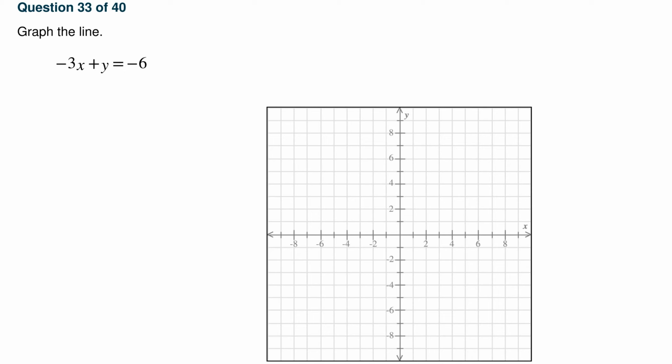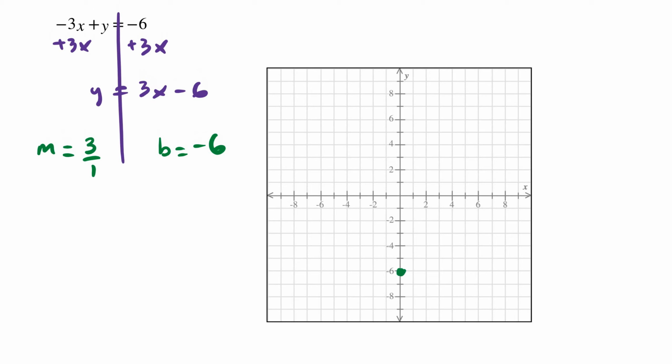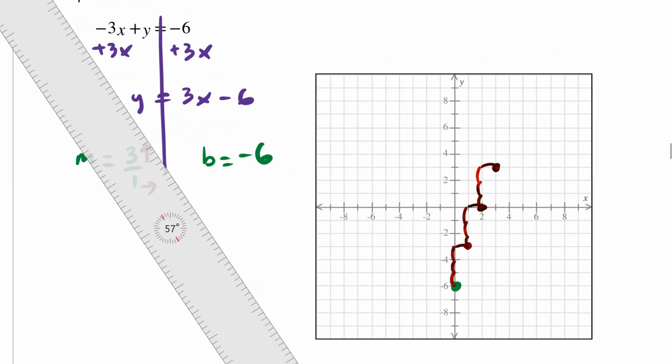So I'm going to get y by itself first. Add 3x on both sides. Y equal to 3x minus 6. From that, we can pull out the slope is 3 over 1, and your b is negative 6. So we're going to start at negative 6 on the graph. The slope tells you to go up 3 and run 1. So from negative 6, you go up 1, 2, 3, run 1. 1, 2, 3, run 1. 1, 2, 3, run 1. And we draw the line through those 3 or 4 points.